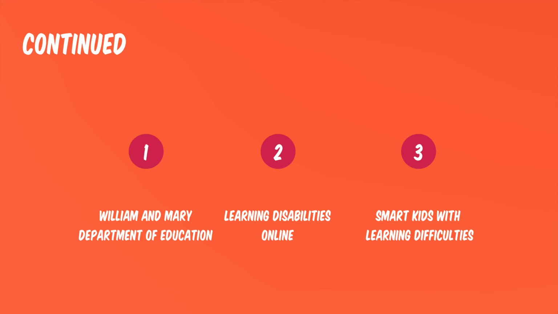Smart Kids with Learning Difficulties is a book that highlights many learning disabilities, and in the chapter about ADHD, they focus on how to overcome some of the learning obstacles that students face and how to assist them in realizing their potential.